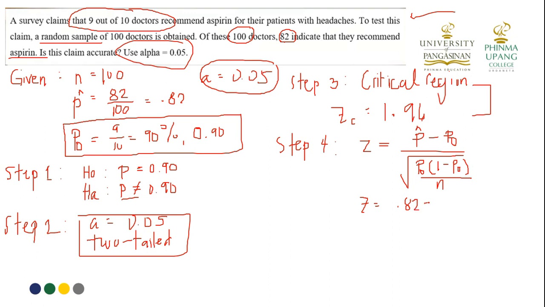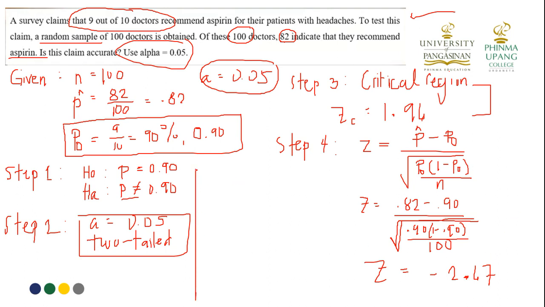0.82 minus P sub O is 0.90. Tapos, square root ng 0.90 times 1 minus 0.90 all over, yung n natin daw dyan is 100. Tandaan, yung square root po, sakop niya yung buong fraction sa baba. So, 2 decimal places po. What is the answer? Negative 2.67, sir. Negative 2.67. Ayun, no.